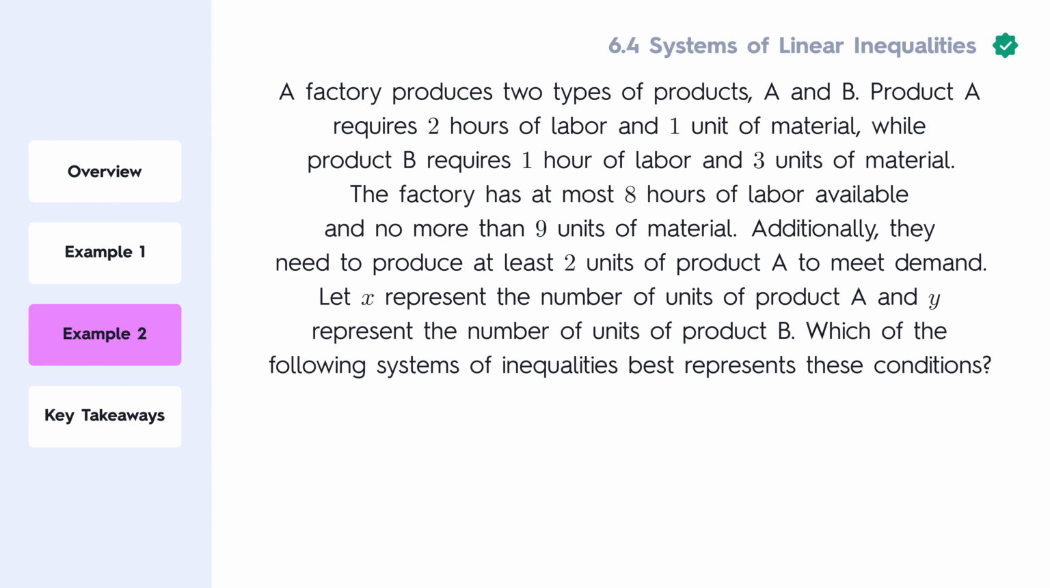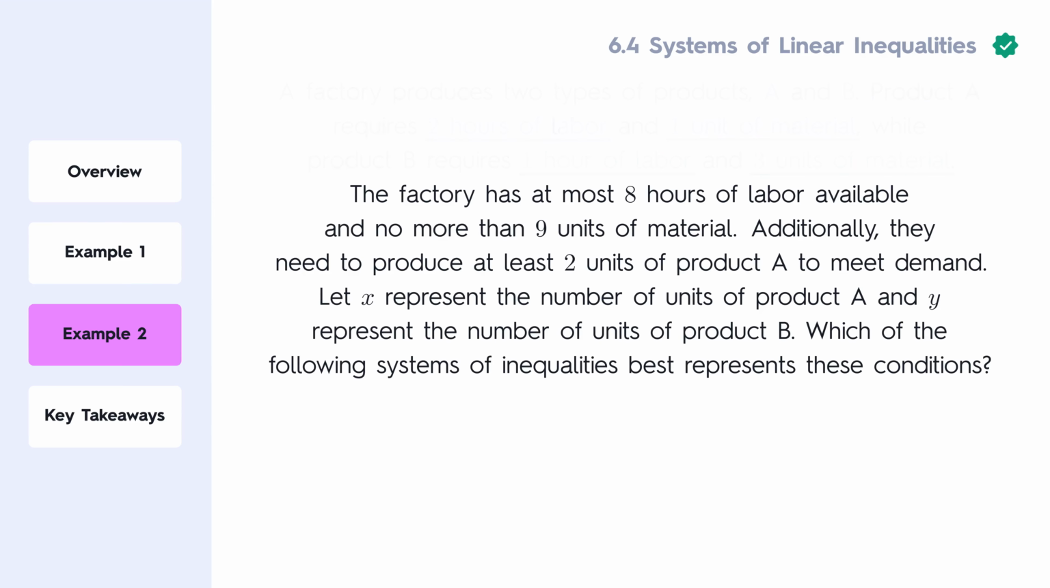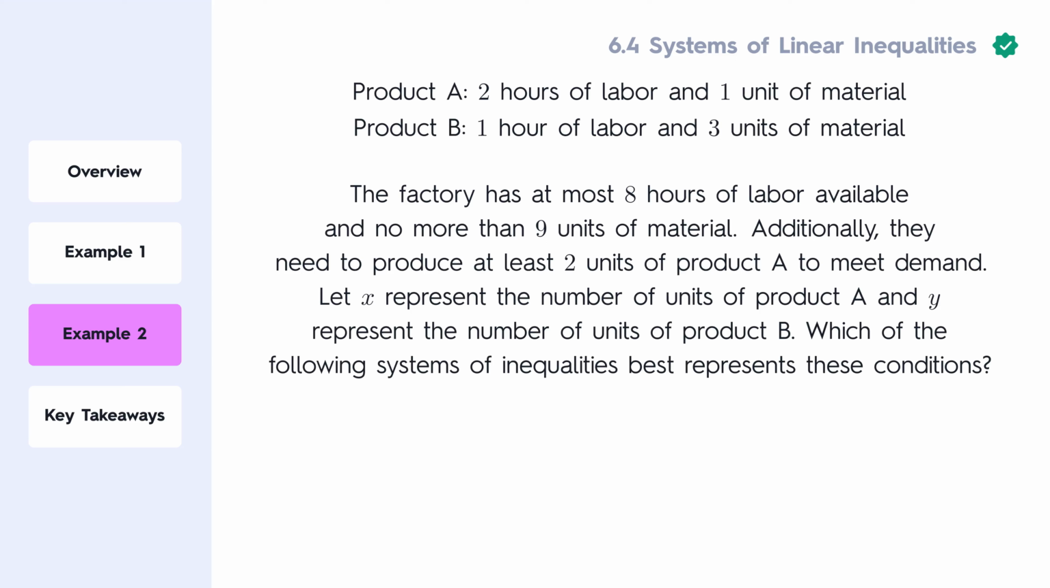A factory makes two types of products, A and B. Product A requires 2 hours of labor and 1 unit of material, while product B requires 1 hour of labor and 3 units of material. The factory has at most 8 hours of labor available and no more than 9 units of material. Additionally, they need to produce at least 2 units of product A to meet demand.